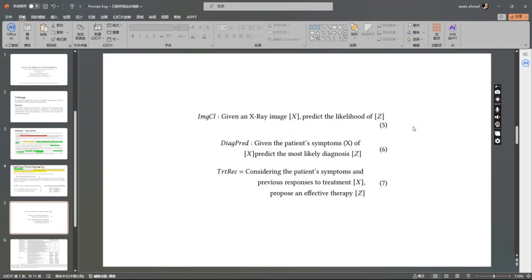Given this information, there could be several examples, but considering image classification: given an x-ray image x, predict the likelihood of that. For treatment recommendation: considering the patient's symptoms and the previous responses to treatment X, propose an effective therapy.